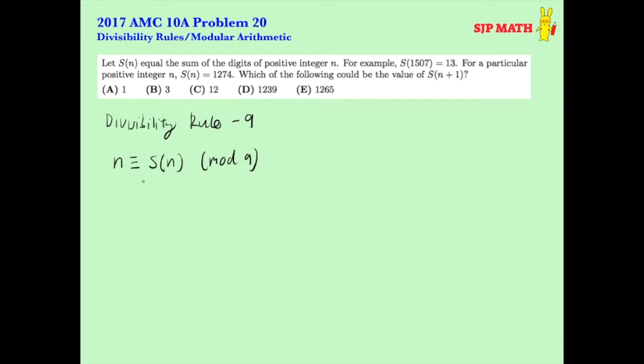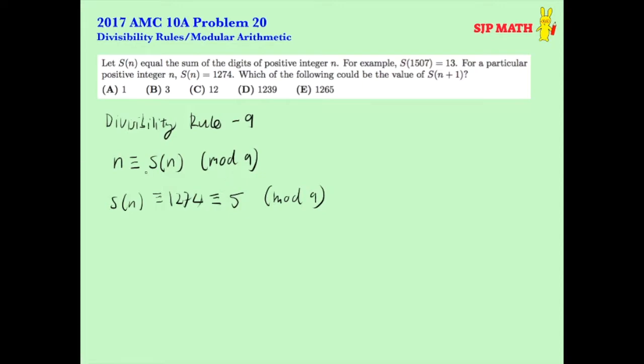So we got this relationship, but here we know what S of n is. It's 1274. So S of n is congruent to 1274 mod 9. Well, it's pretty obvious, I guess, they're the same anyway. But then we know that 1274 has a remainder of 5 when divided by 9. So 1274 is congruent to 5 mod 9.